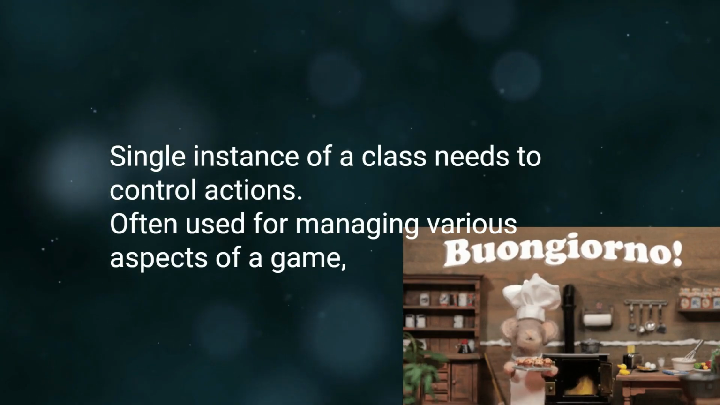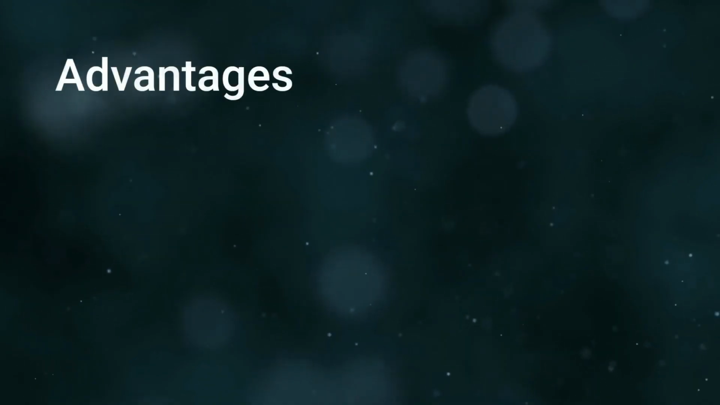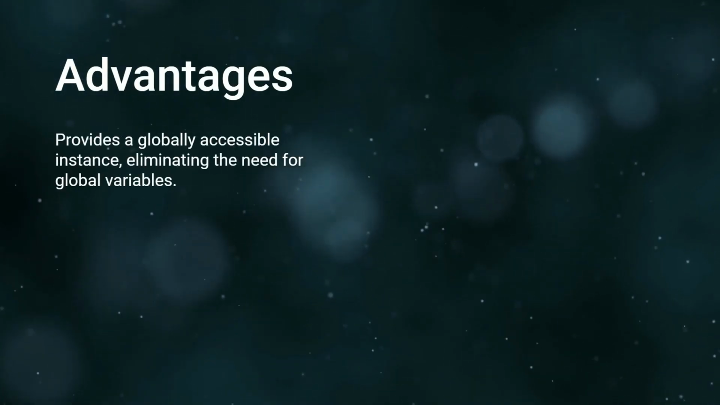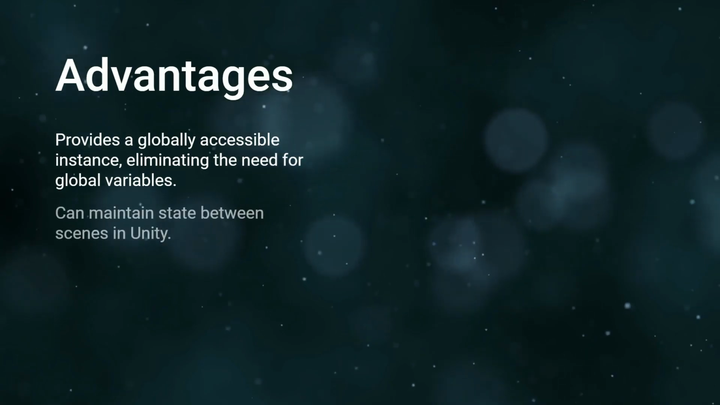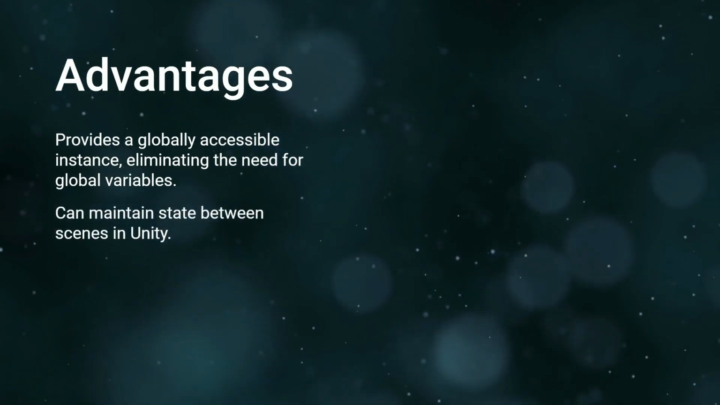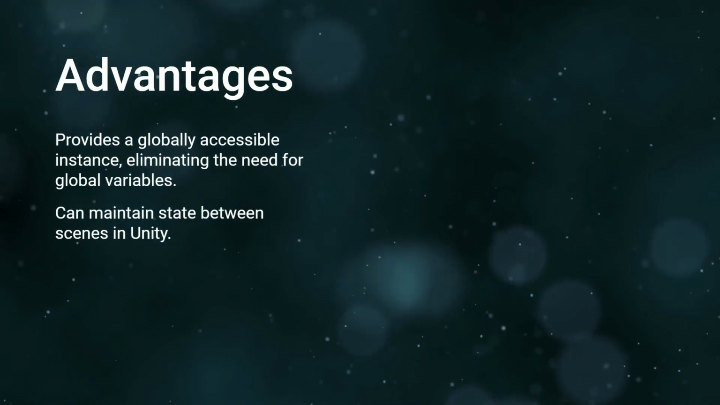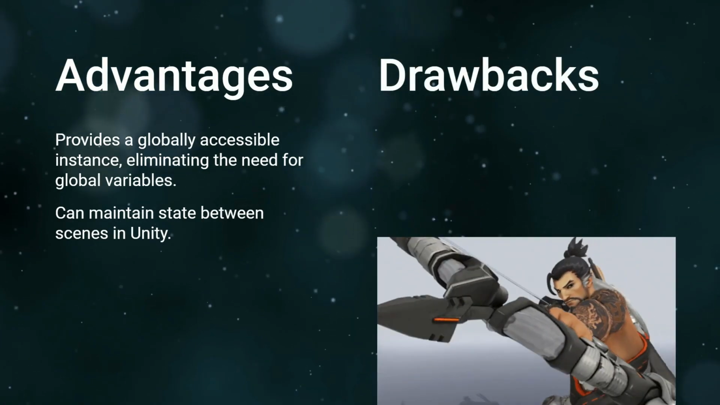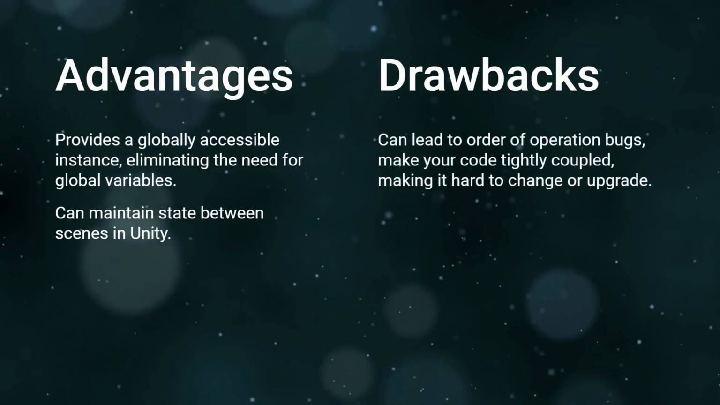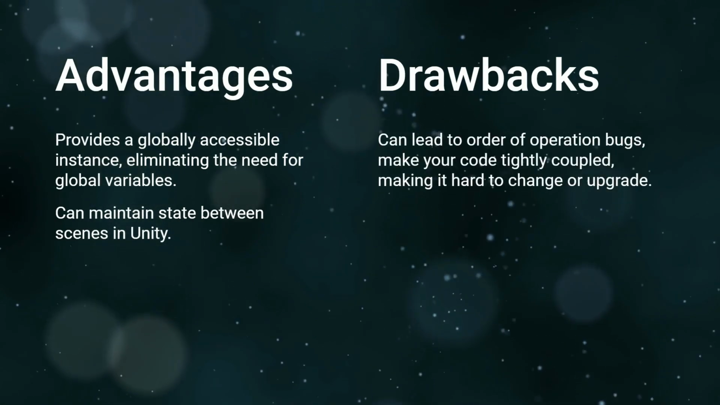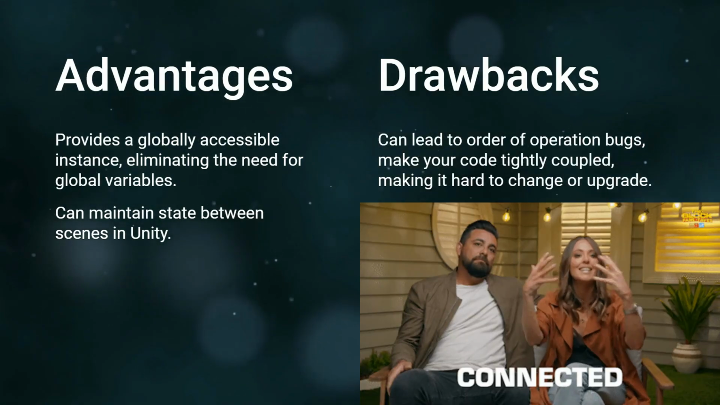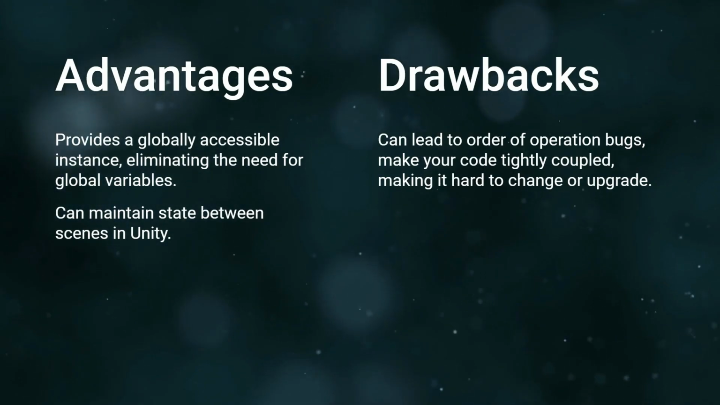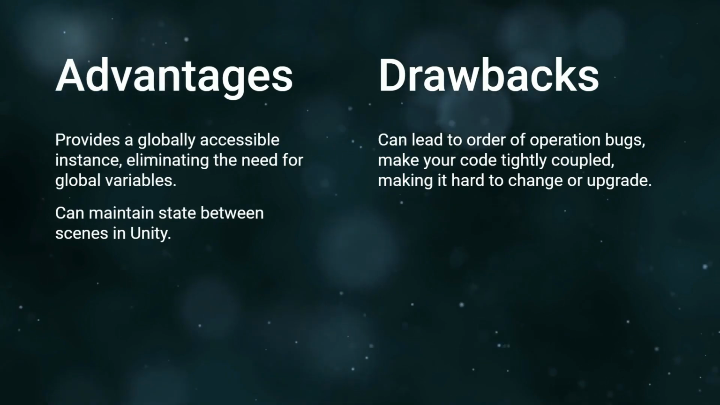Now, why use a singleton? Well, there are a few advantages to this approach. First, it provides a globally accessible instance, eliminating the need for global variables. Second, it can maintain state between scenes in Unity, which can be very handy. However, like anything in programming, singletons also come with their drawbacks. If not handled correctly, they can lead to issues such as order of operation bugs, and they can make your code tightly coupled, making it hard to change or upgrade later on. That's why it's important to understand when to use this pattern, and when to opt for other solutions.